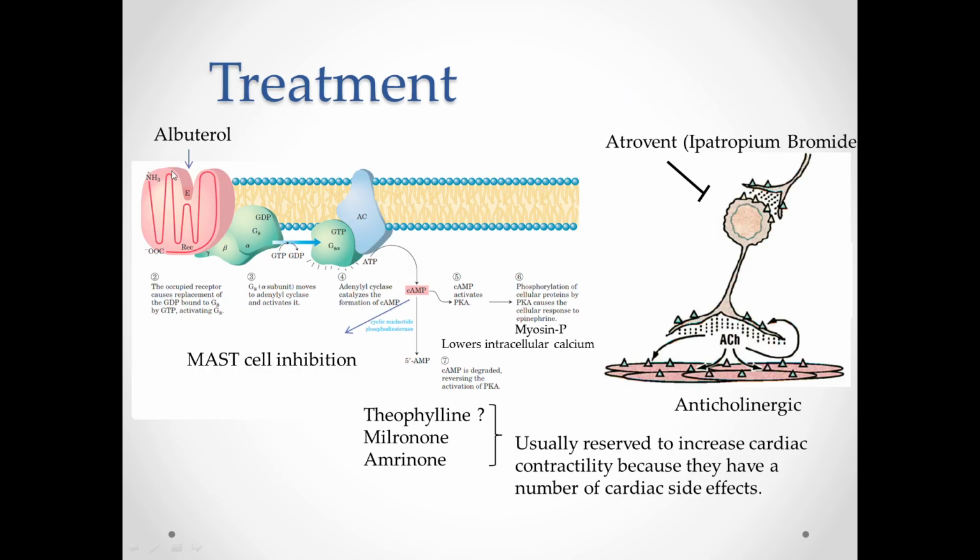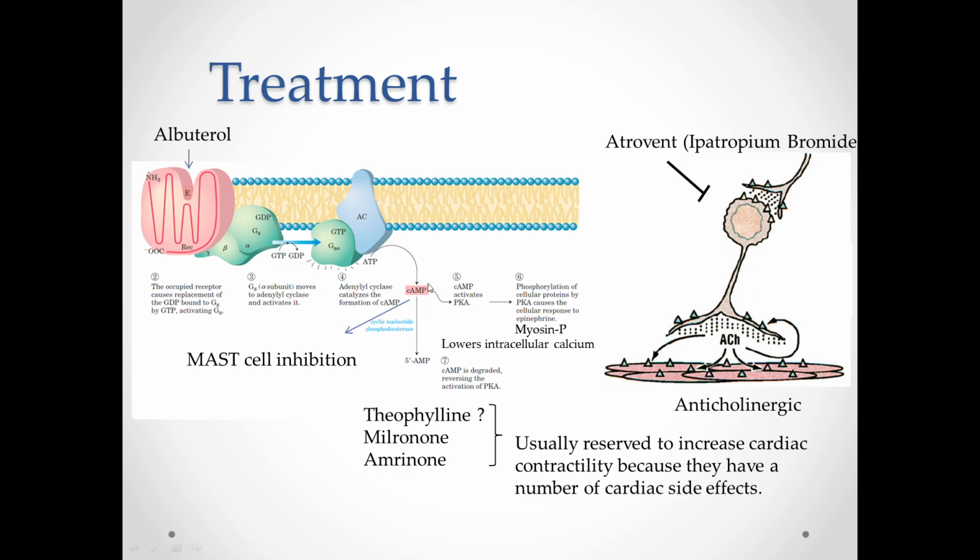The treatment involves albuterol and Atrovent, some sort of beta-2 agonist and some sort of anticholinergic. This is a cartoon representation of a beta-2 receptor. It's called a G protein, so there's the exchange of GTP for GDP. When albuterol binds, this G protein activates adenylate cyclase, which causes a conformational change, and adenylate cyclase leads to conversion of ATP to cyclic AMP.